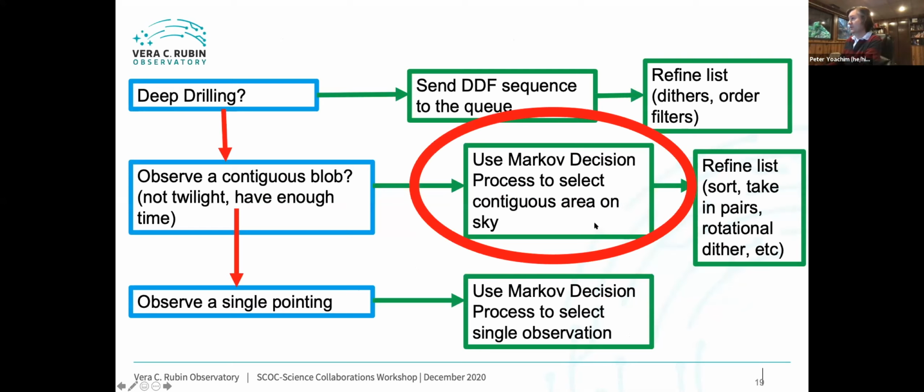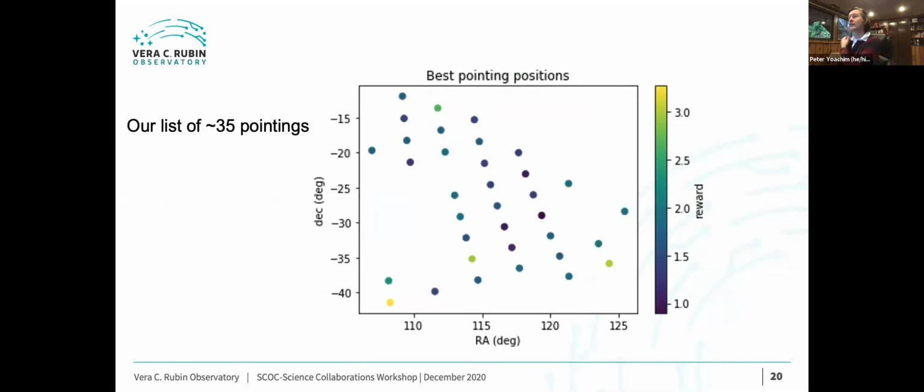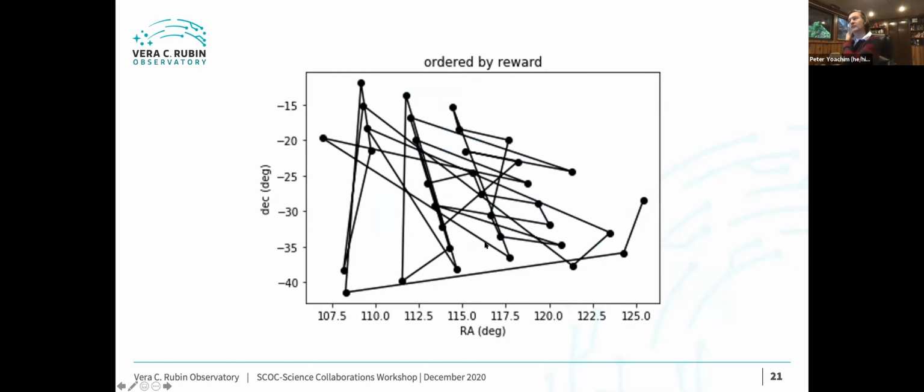And so that was this part of our decision process that I just ran through, using that Markov decision process to select the contiguous region. Once we select it, we go and do some refining. Here's what the refining looks like. This is just the list of pointings in RA and DEC, and I've color-coded them by how much reward there is. If we just blindly observed them, we'd make a path on the sky like this.